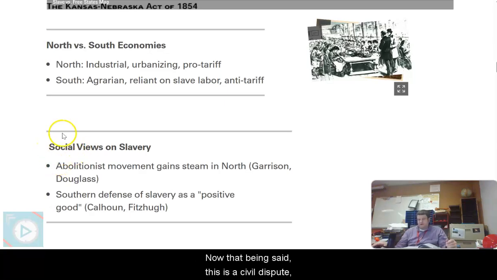Now, that being said, this is a civil dispute, a social dispute, and there are a number of people that are pro-slavery. Their arguments by today's standards are very disgusting and untenable is the best way of putting it. But you have to remember that this is one of those moments where the past is like a foreign country. They do things differently there.